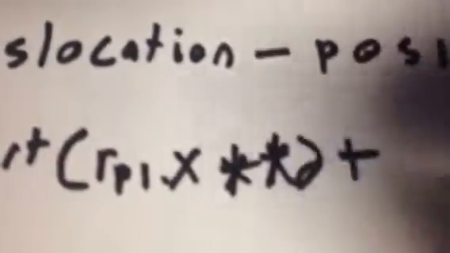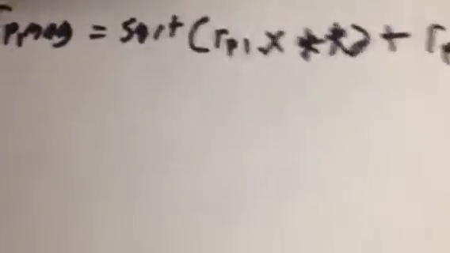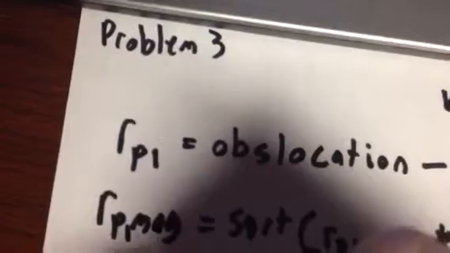Then two asterisks, raised to the power 2, so squared, plus rp1.y squared, plus rp1.z squared, running out of room. But you're going to take the square root of all that. So it's rp1mag. Then rp1hat is just going to be rp1 divided by rp1mag.